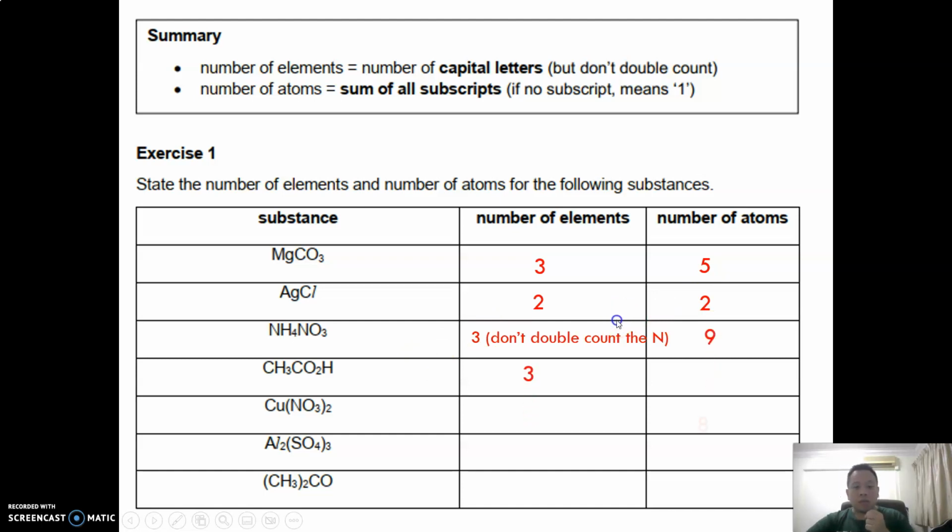The same is going to apply for CH3CO2H and (CH3)2CO. Remember the 3 outside Al2(SO4)3 is going to apply to both the sulfur and the oxygen. So in fact, there will be 3 sulfurs and 12 oxygens in total in 1 unit of Al2(SO4)3.